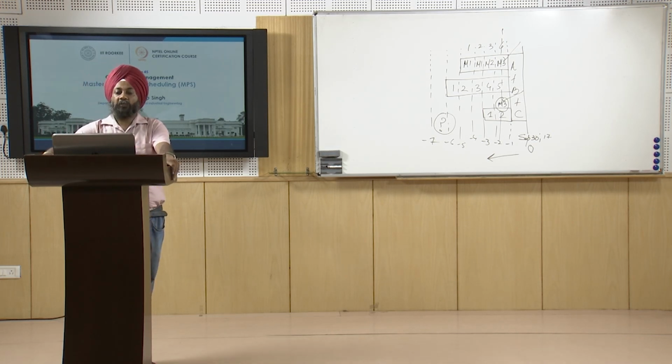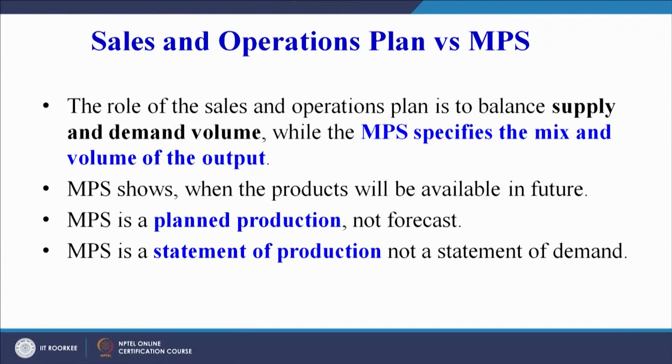Now, sales and operation plan versus master production schedule. Now we can compare the two. The sales and operations plan is different from the master production schedule. Why? Because the master production schedule is actually the plan that we are going to follow on our shop floor to meet the demand.